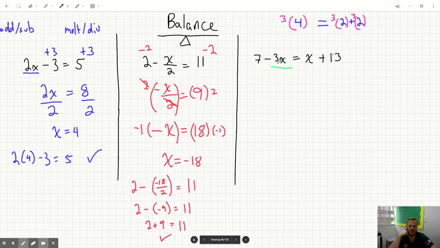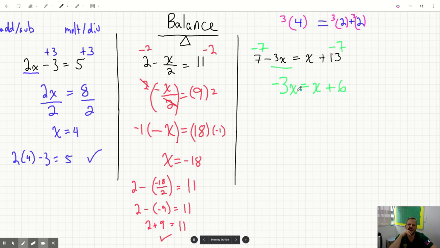I'm going to isolate this on the left, okay? So I've got to get rid of this operation surrounding what I want to isolate. So that's a positive 7. So if I subtract 7 to both sides, I'll have negative 3x is equal to x. And if I subtract 7 from 13, I'll get 6, so plus 6, right?